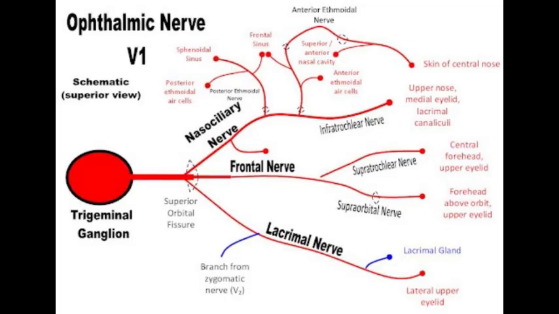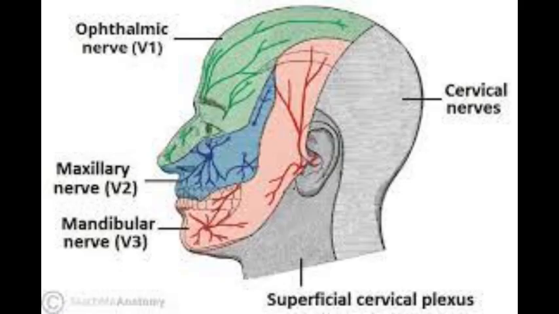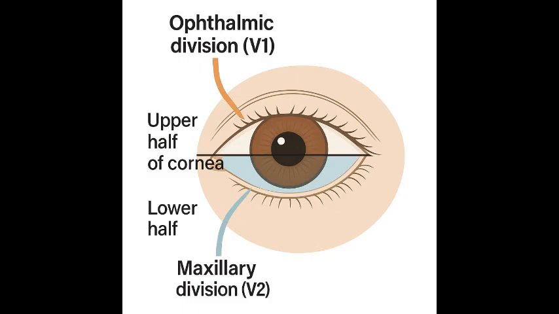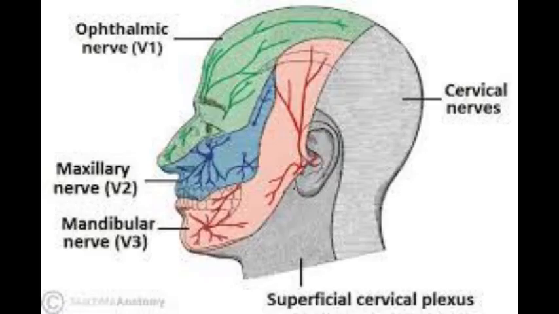Now, V1 division actually supplies sensation of skin to the nose, the upper eyelid, the forehead, and the scalp as far back as the lambdoidal suture. Now, it also supplies the upper half of the cornea, the conjunctiva, and the iris. It supplies the mucous membrane of the frontal, sphenoidal, and the ethmoidal sinuses. It also supplies the upper nasal cavity and septum, the lacrimal canal, and dura mater of the anterior cranial fossa, the falx cerebri, and the tentorium cerebri.